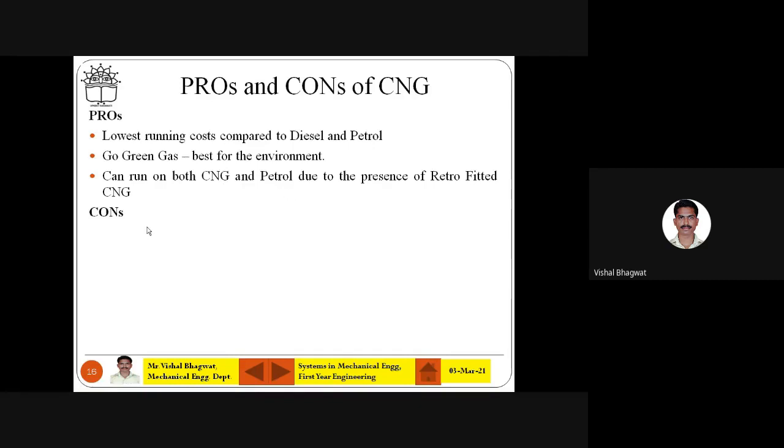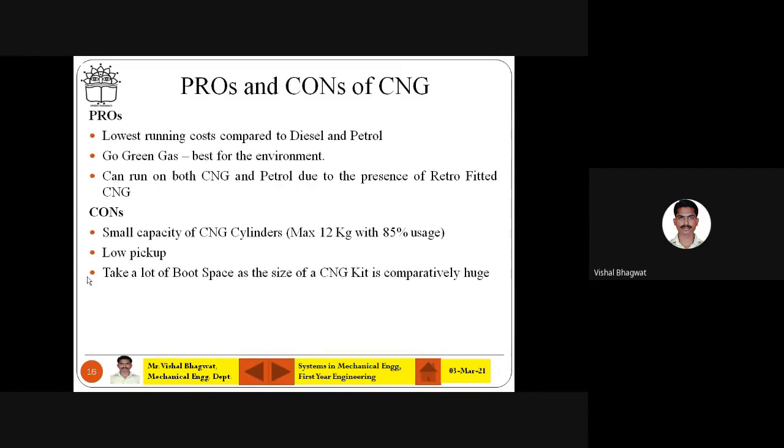Then the cons, of course, the disadvantages: small capacity of CNG cylinders, maximum 12 kg with 85% usable. That is the capacity of this cylinder, or it may vary up to 14 kg. Then low pickup. If you use CNG, of course, you will have less pickup than petrol. In less time, how much distance you are covering, that is nothing but pickup, acceleration.